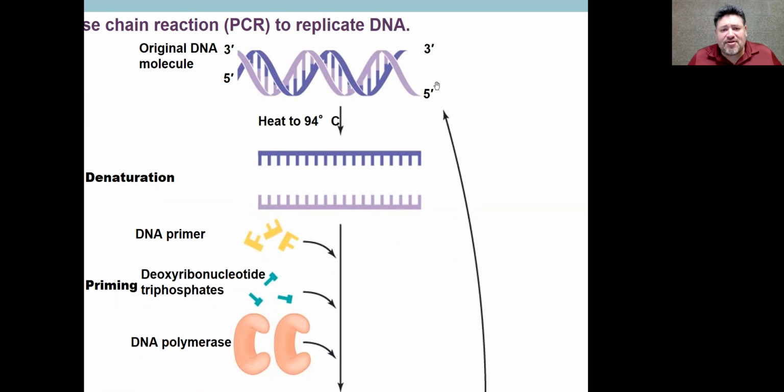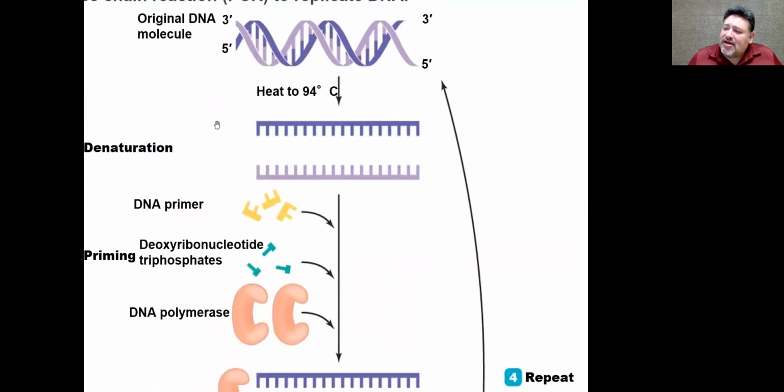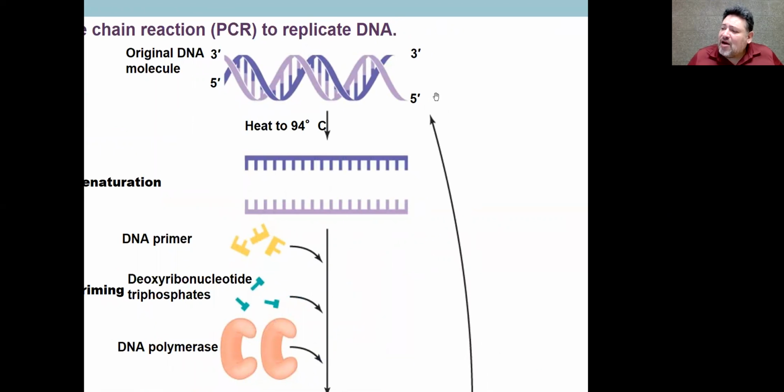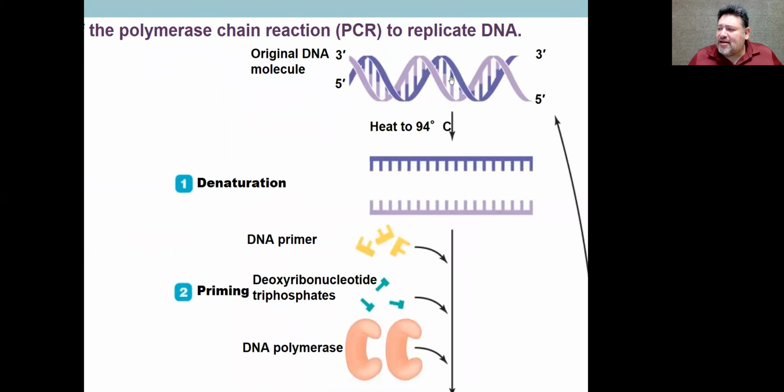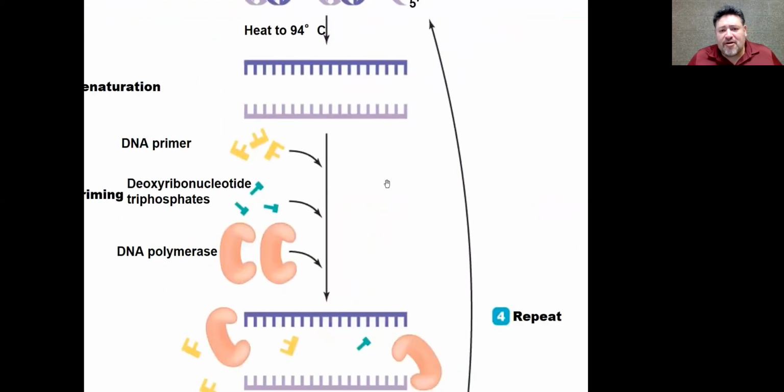If you remember in replication, the guy that was responsible for this was helicase. Here, we're not going to use the enzyme helicase. What we're going to do is we're going to heat up the DNA to 94 degrees, and when that happens, the hydrogen bonds between the complementary strands break, and you end up with two strands of DNA. That event, where you heat the DNA in order to break the complementary hydrogen bonds, that's called denaturation. Denaturation, okay?